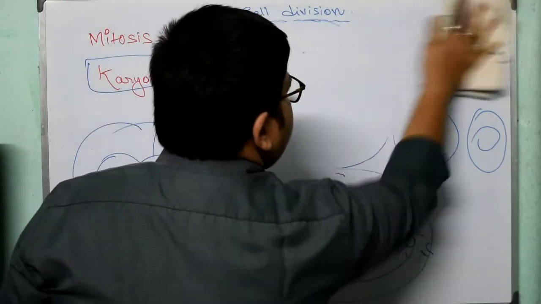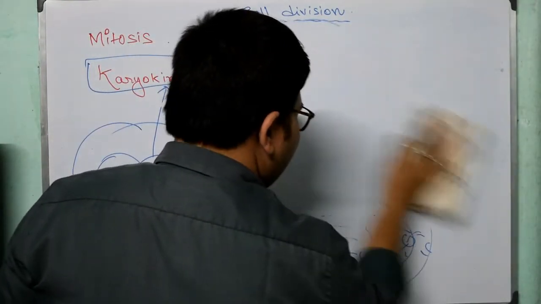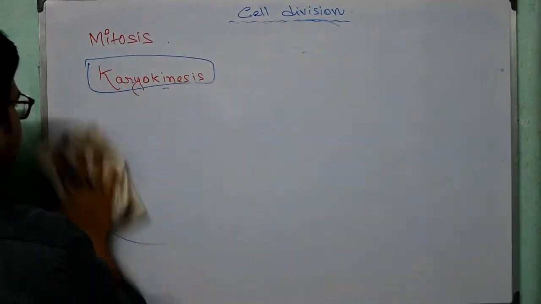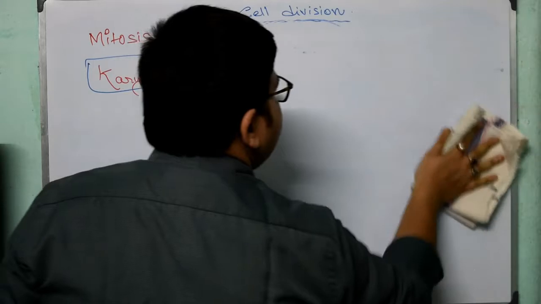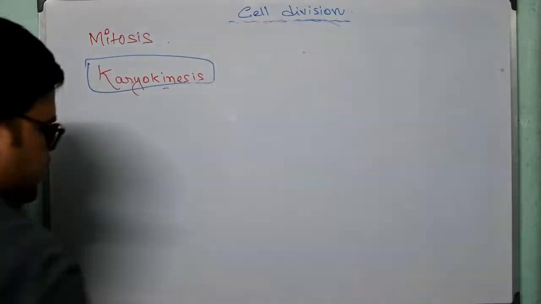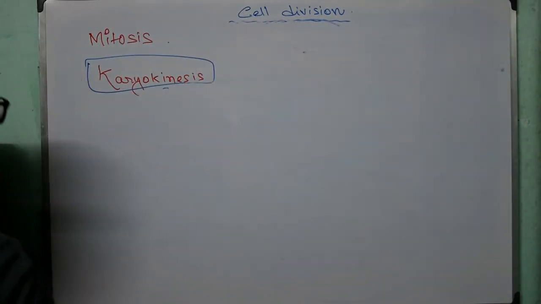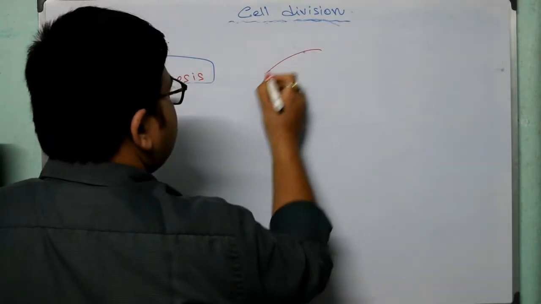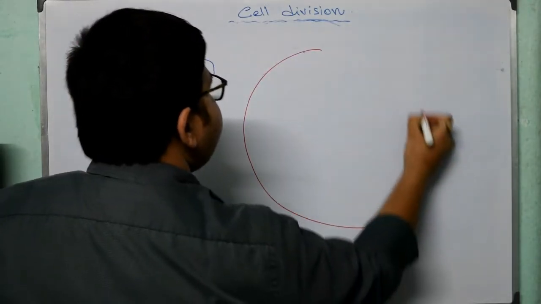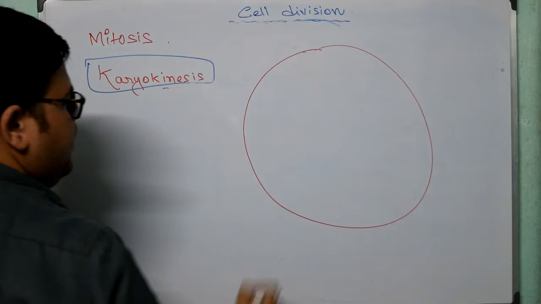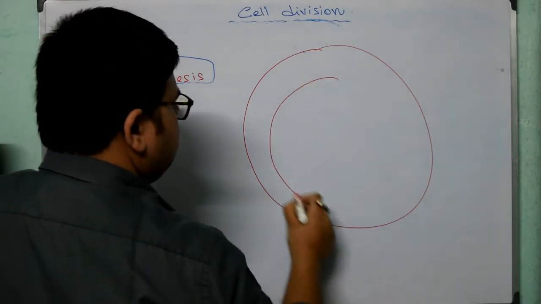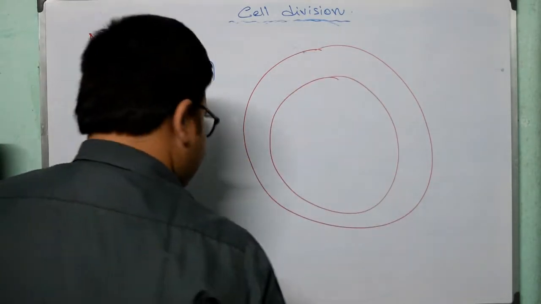I am rubbing this one. This is looking very funny. Anyway, you need to understand. It doesn't matter whether it looks funny or not, but what you need to do is understand. Suppose this is the cell. Okay, now this is the nucleus.